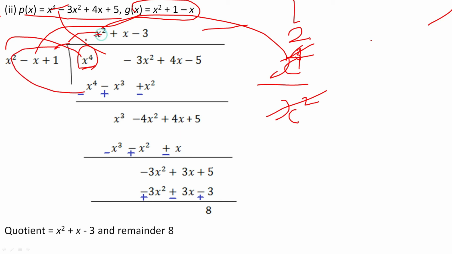Then x square multiplied by x, you will get x power 3. x square plus 1, you will get x square. Just change the sign. Plus means minus. If it is minus, you put plus sign. If it is plus, you put the minus sign. First two terms will get cancelled because x power 4 minus x power 4 will get cancelled.